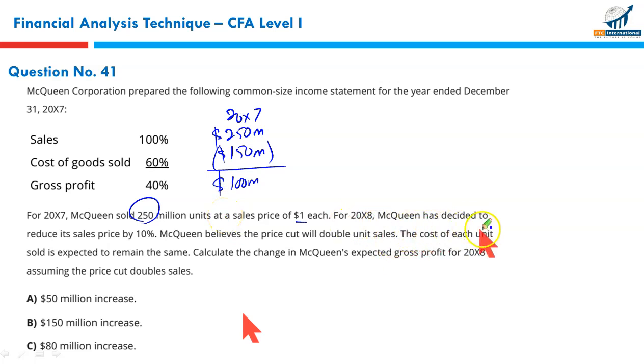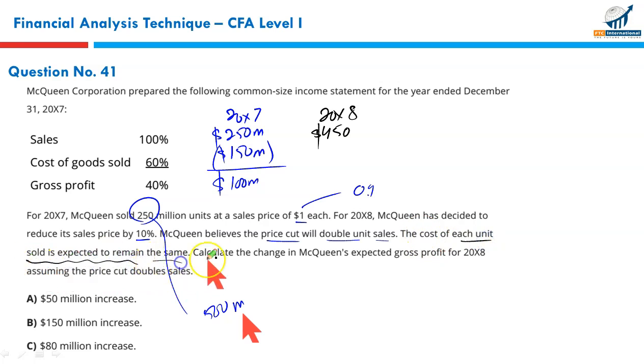For 2008, McQueen has decided to reduce its sale price by 10%. McQueen believes the price cut will double the unit sales. If the price is reduced from $1 to 0.90, it will double your units sold to 500 million units. So what is going to be the new sales revenue for the next year, 2008? It's going to be 500 million units at a selling price of 0.9 per unit. So the revenue that you will get in 2008 is 450 million. The cost of each unit sold is expected to remain the same.